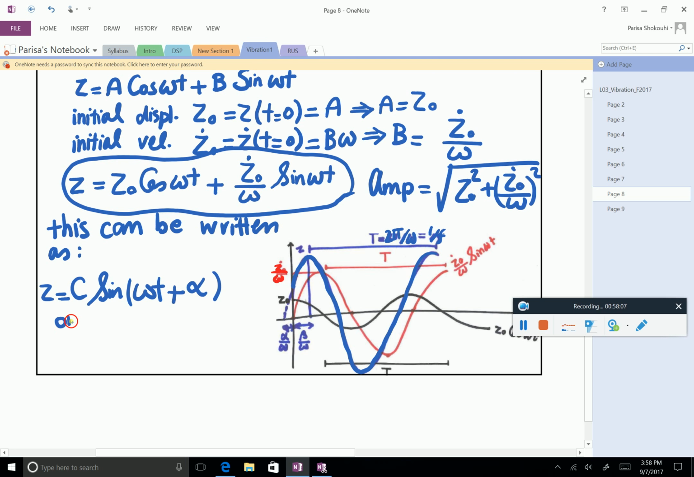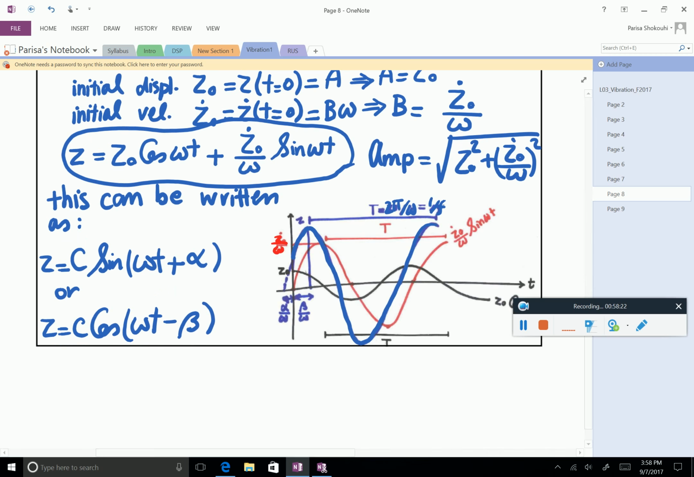Or you can write it as cosine. It's a good practice just to see that, and this would be the phase. You can see what this alpha and beta are; you can get this yourself, but I give this to you. For alpha, you have the initial displacement over initial velocity over omega, and for beta, it's the opposite.